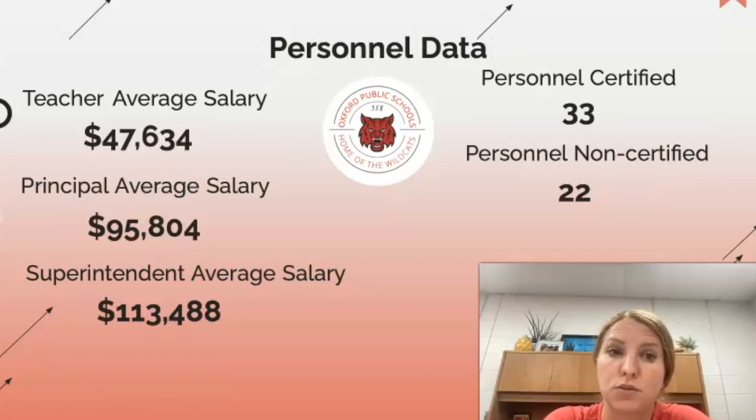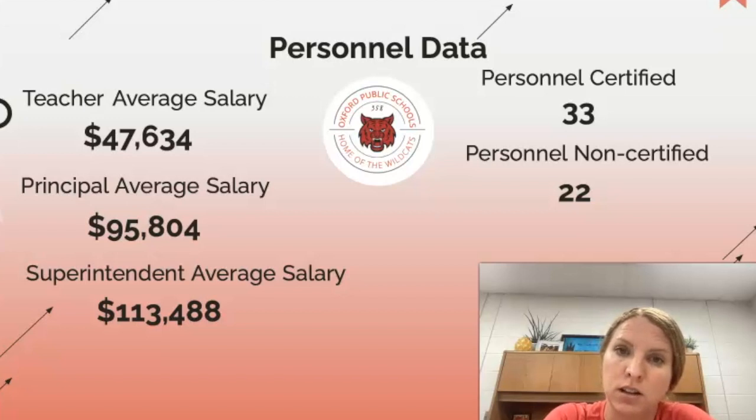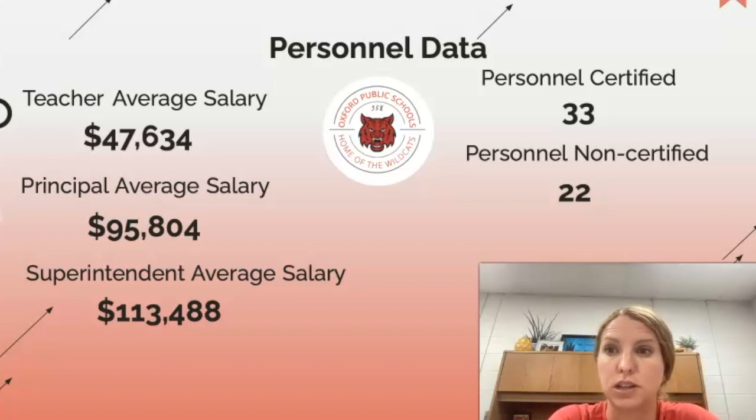Personnel data: we have 33 certified staff, 22 that are not certified. Our average teacher salary is about $47,000, and I'd be interested to see how they found the principal average salary, because our high school principal is actually a split job. She is also the superintendent, and then we have me as an assistant principal and our elementary principal as well.